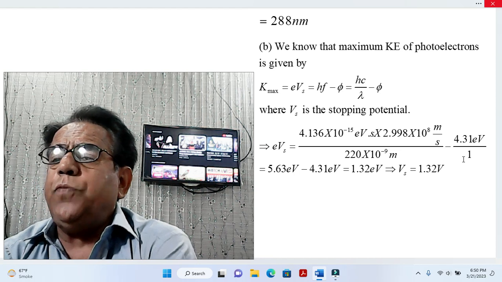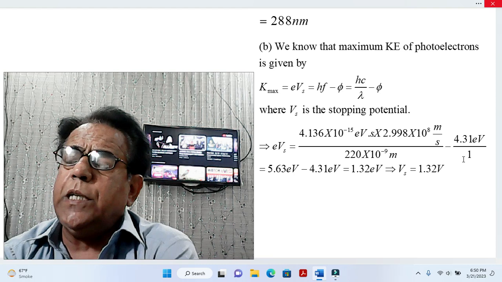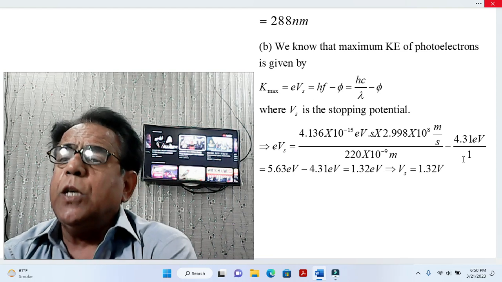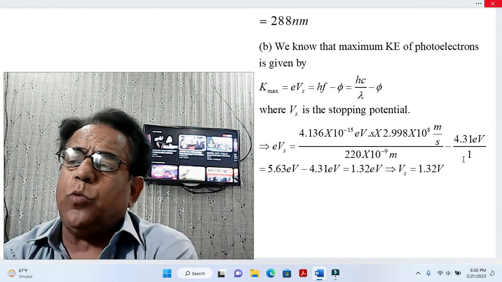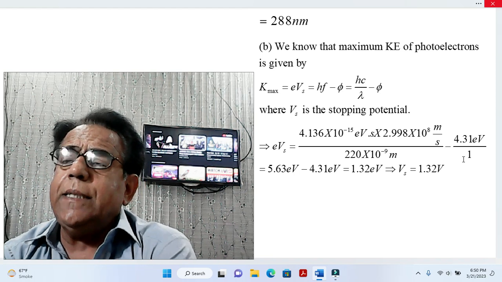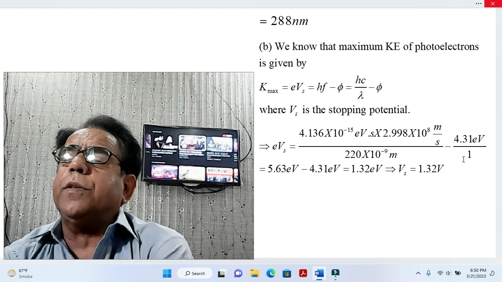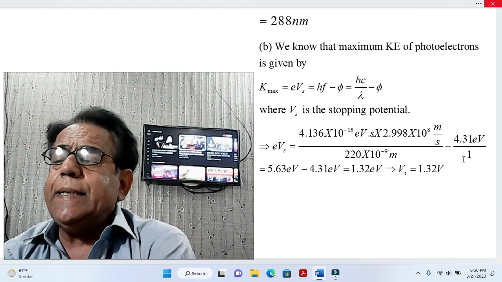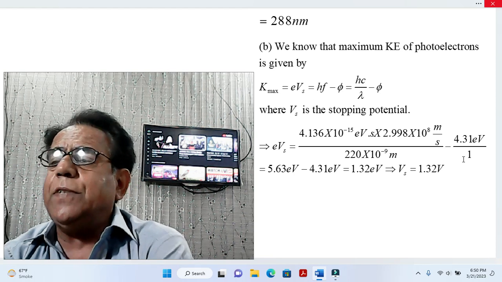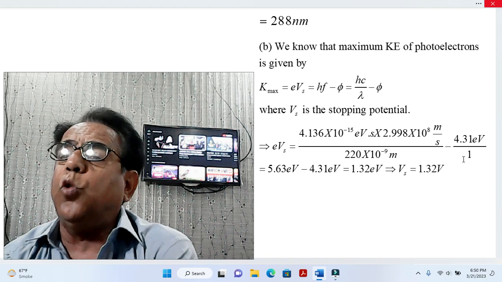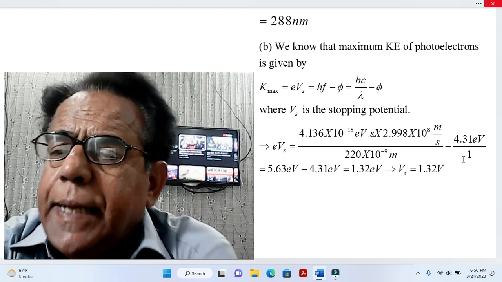This was value of eVs, but we are concerned with the value of only Vs, stopping potential. So what we will do, we will divide both sides of this equation by e, and in this way e will be eliminated and only Vs will be left on left side, and its alternate value will be left on right side, which is 1.32 volt. And this is the end of our problem. Till next problem.